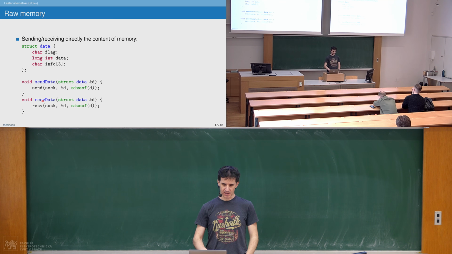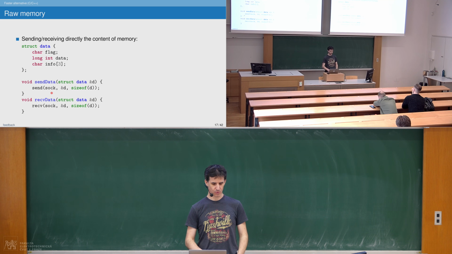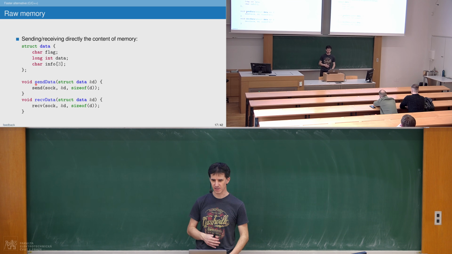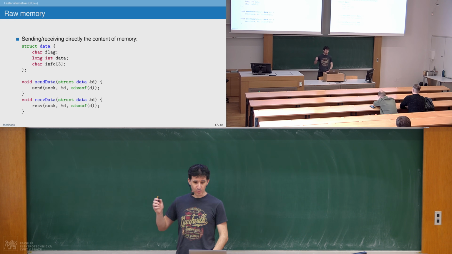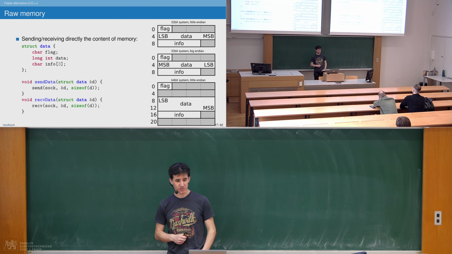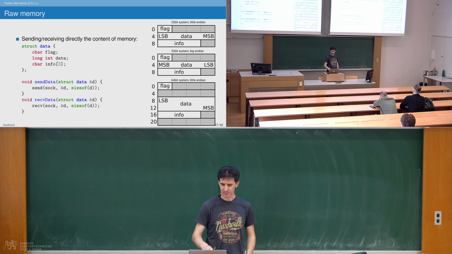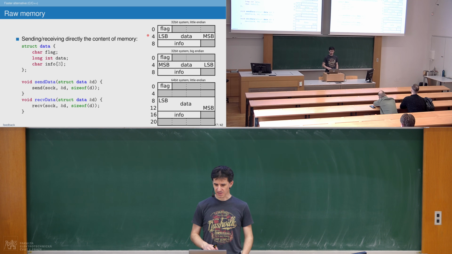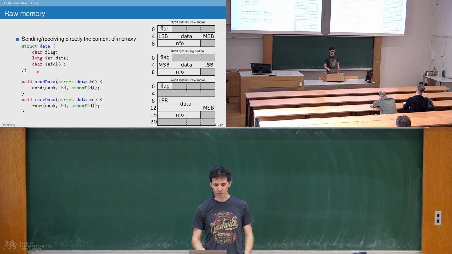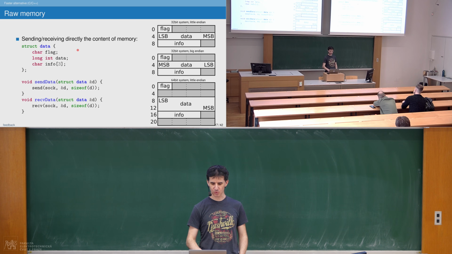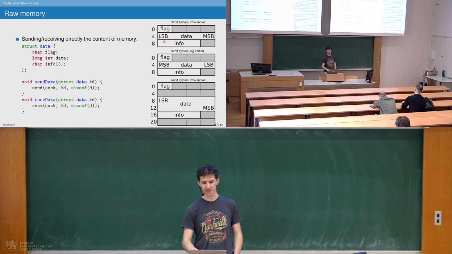In C you can have a data structure like this. If you use sockets, you can use send and receive system calls to send this data, and it would be fast. But it would also have some problems. Some of the problems can be seen here in this picture on the right. This is what the layout of this data structure in memory would look like. And you can see, if you compile this program on a 32-bit system, the layout of the data structure would be like this.